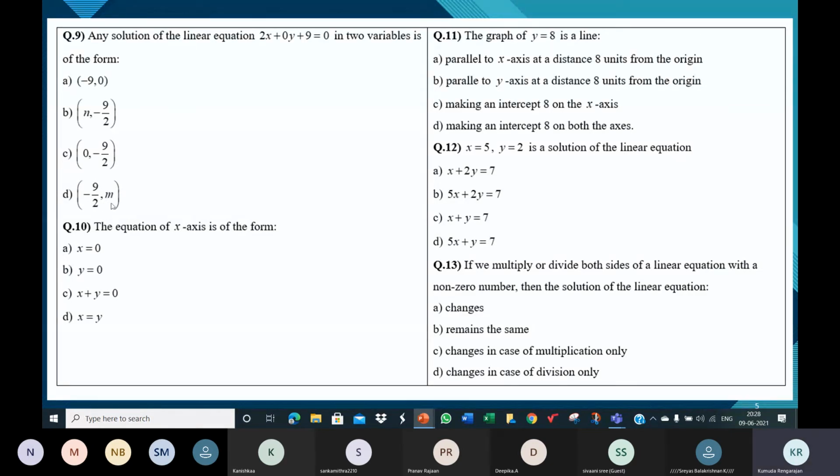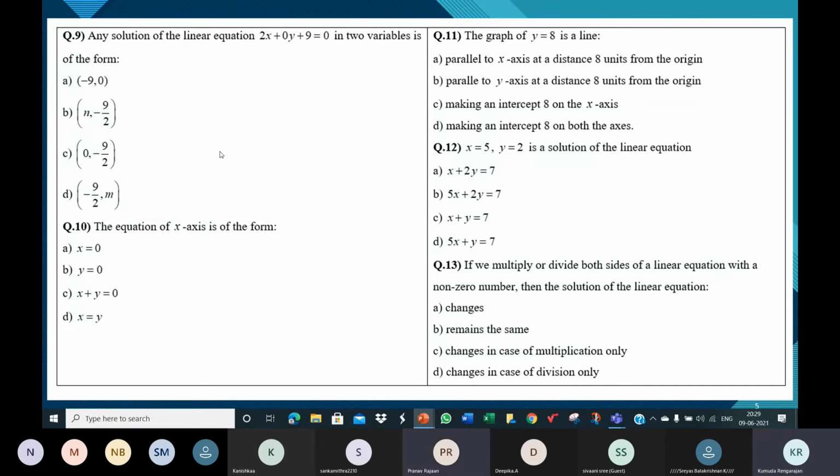Minus 9 by 2 comma m means the x coordinate will always be minus 9 by 2. The y coordinate is m. That means m here is a variable, a variable meaning it can take any value. So the y coordinate will change. For any value of y, x is always minus 9 by 2.